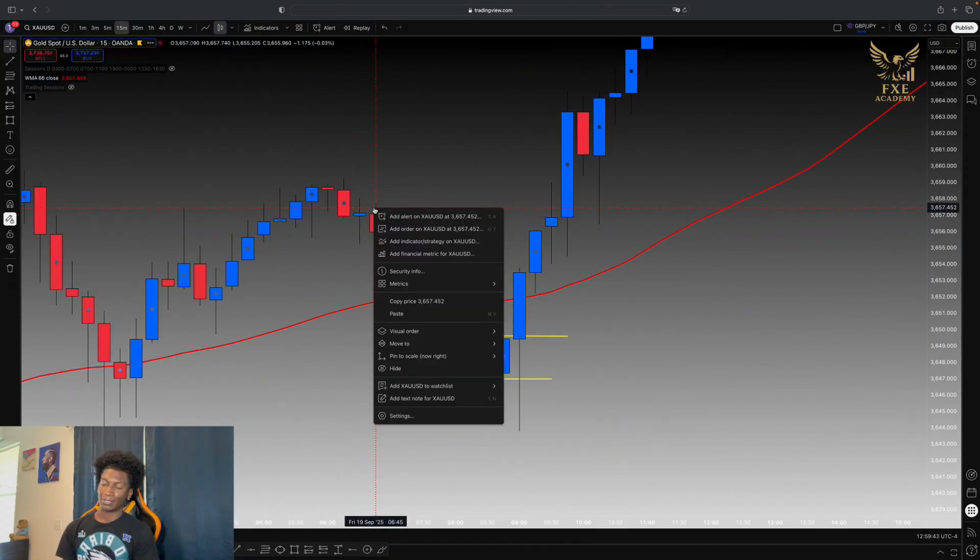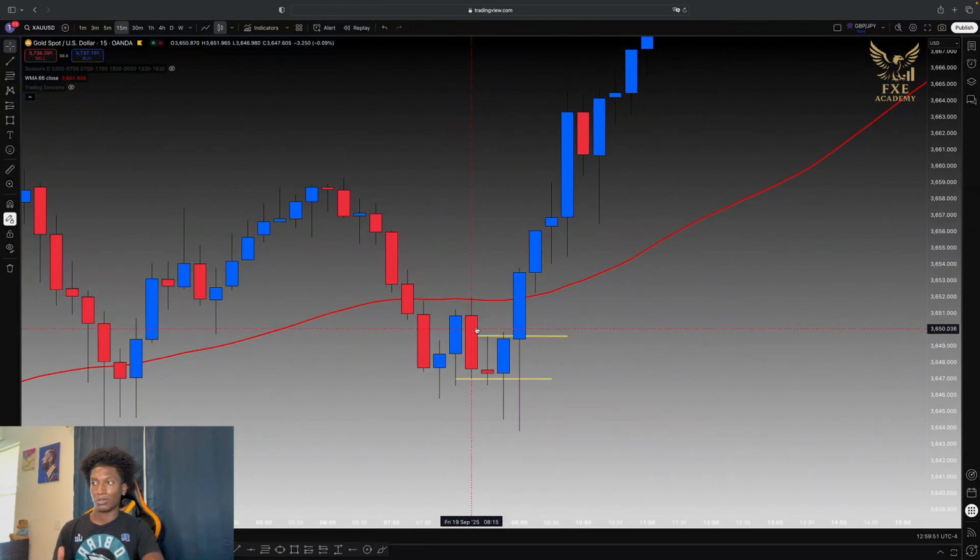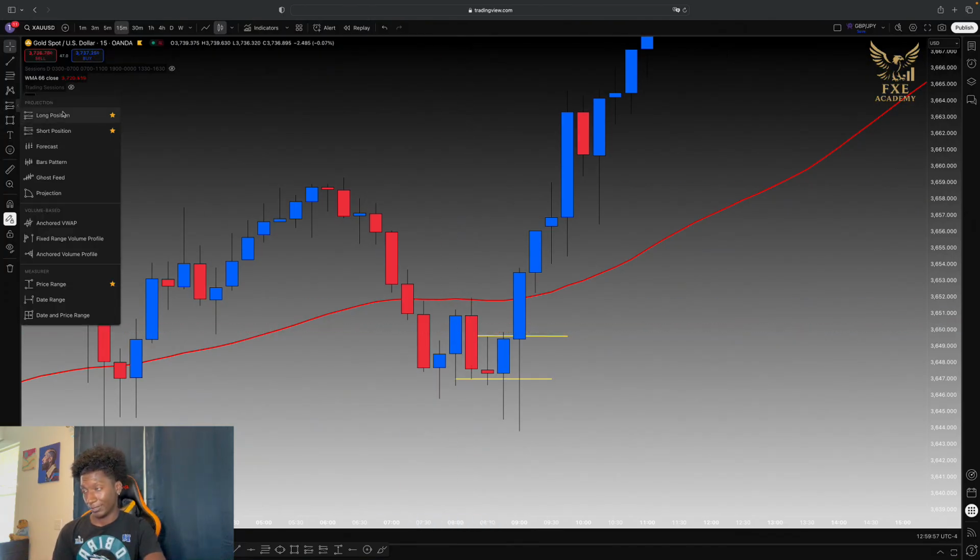I'm executing buys because, for one, just making it make sense: we broke highs, so price is going to go higher. And more than anything, we broke a lower high, because on the lower time frames, this is a lower high on the 5-minute. And all we're doing is buying at a break of structure and a transition in the market.